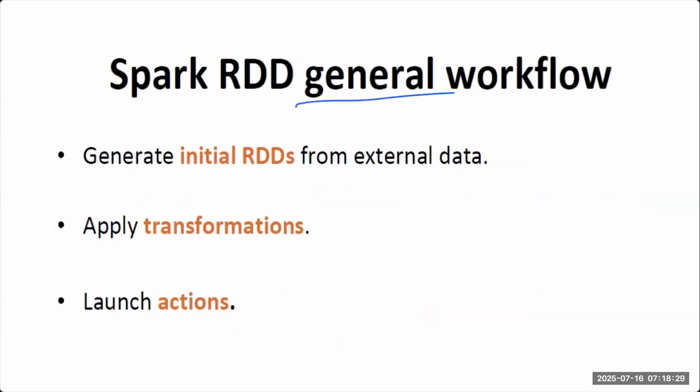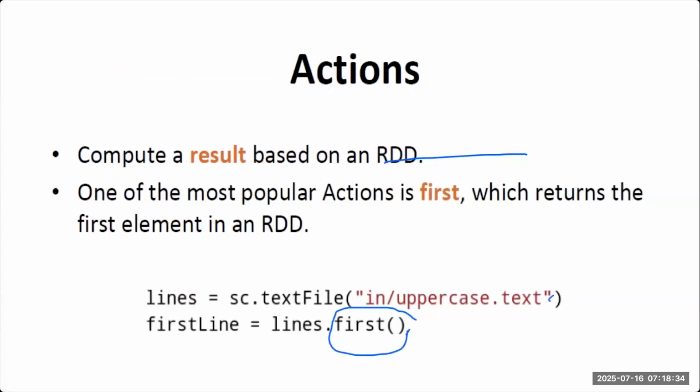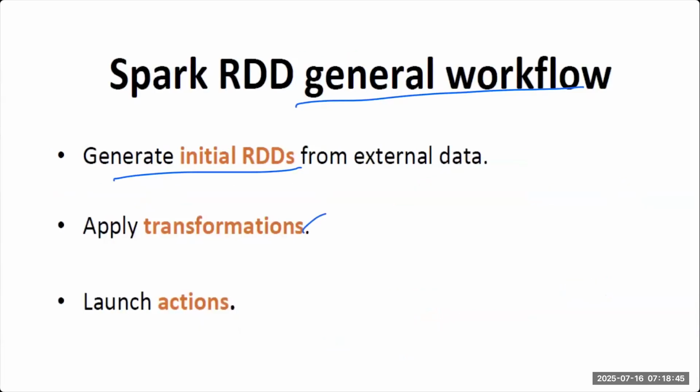Now, the general workflow of the RDD will be like this: you will initiate an RDD while reading. This is kind of initiating the RDD. Then you do some transformations, like let's suppose you did a filter on top of it, and then you got the action. So generally these are the only three operations.